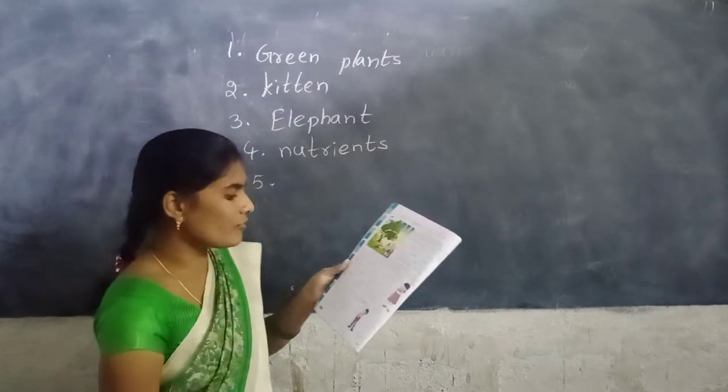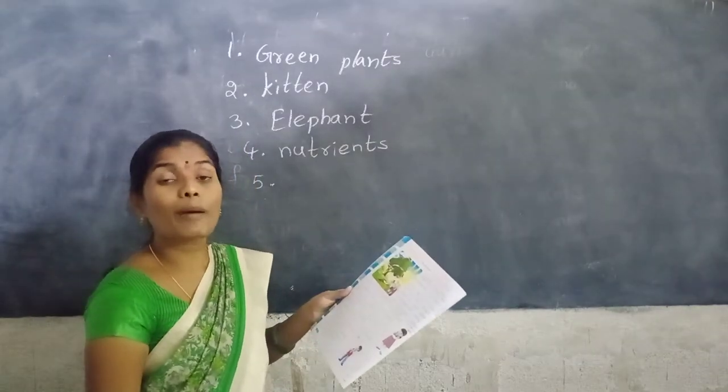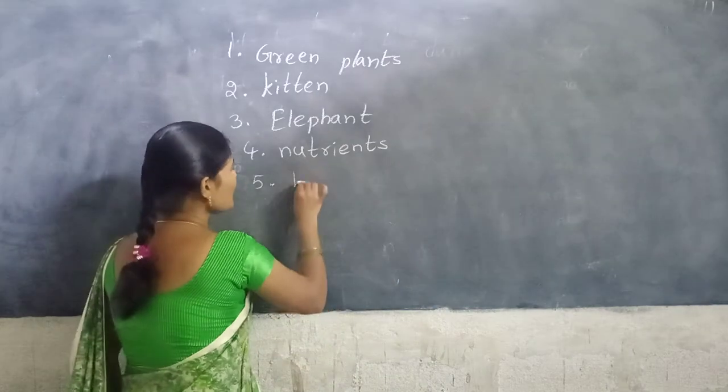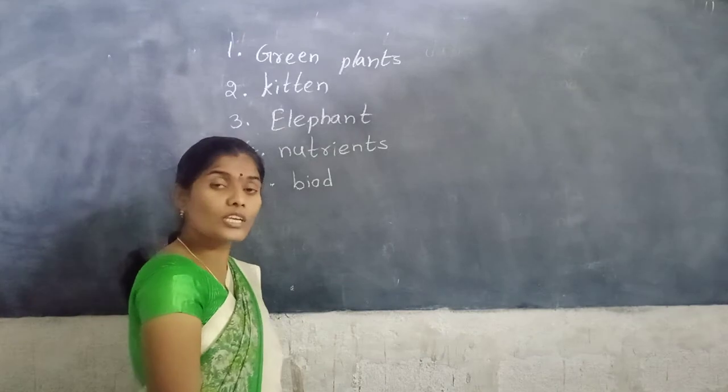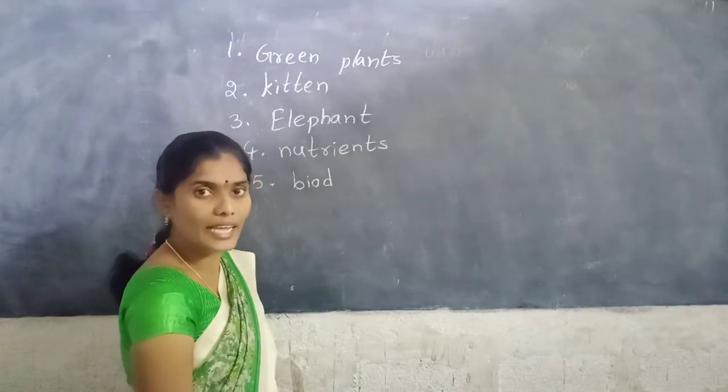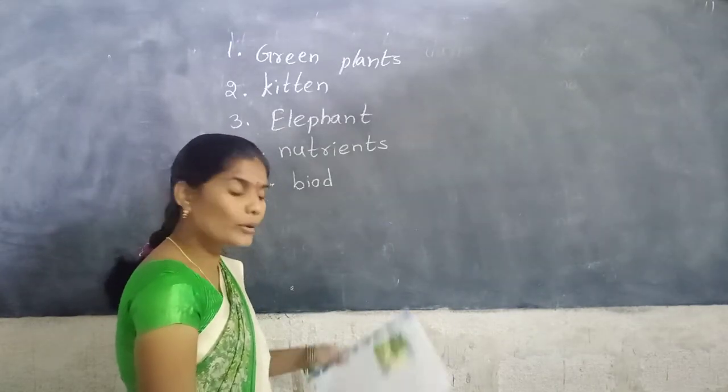The variety of life on the earth is called biodiversity. Means different types of animals and different types of birds and plants are living on the earth. It is called biodiversity.